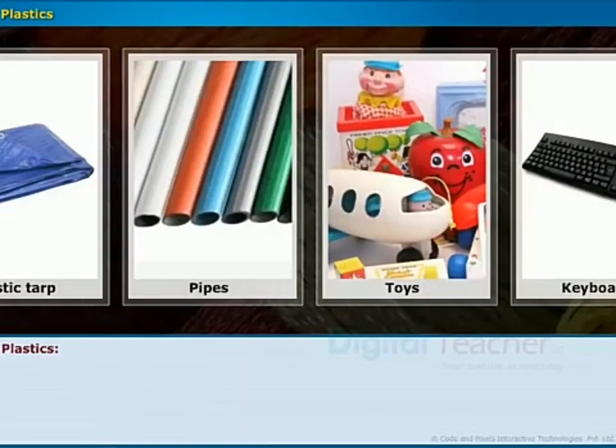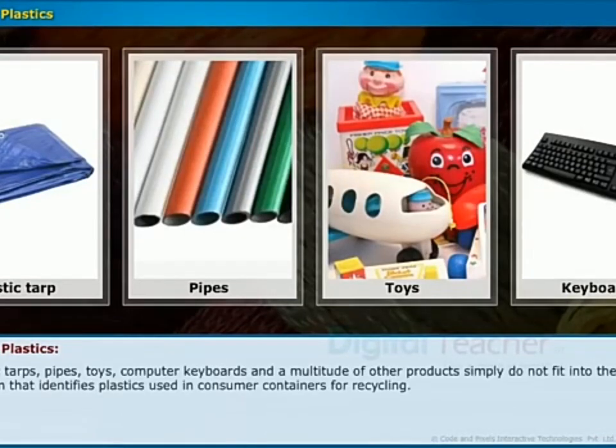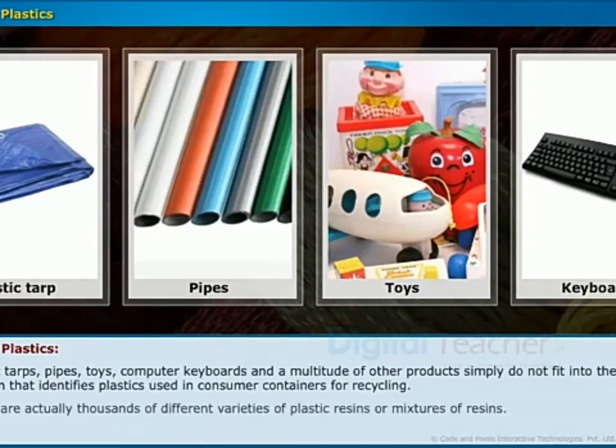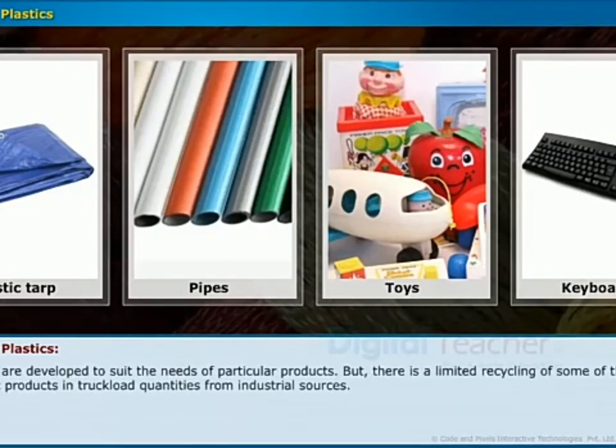Now, we can discuss what are uncoded plastics. Plastic tarps, pipes, toys, computer keyboards, and a multitude of other products simply do not fit into the coding system that identifies plastics used in consumer containers for recycling. There are actually thousands of different varieties of plastic resins or mixtures of resins. These are developed to suit the needs of particular products.